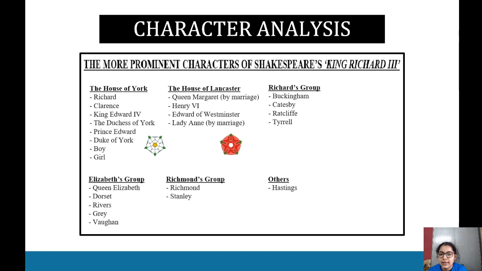In the House of Lancaster, we've got Queen Margaret by marriage, King Henry VI, Edward of Westminster, and Lady Anne by marriage. Richard's group, his cronies, we've got Buckingham, Catesby, Ratcliffe, and Tyrrell. Elizabeth's group, remember the family and friends that Richard gets killed, like Queen Elizabeth, Dorset, Rivers, Grey, Warren. Richmond's group, Richmond, Stanley, others, Hastings. So he was kind of on his own. And Elizabeth here, we're talking about the daughter Elizabeth.